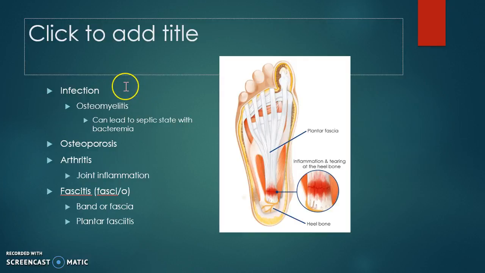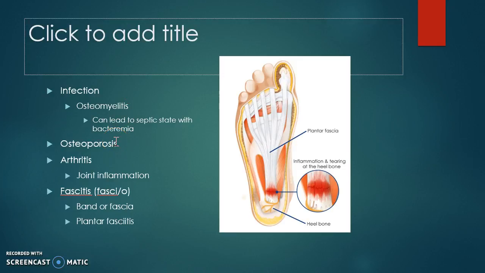So infections in this system: osteomyelitis, right? This is infection of the bone. Osteo and myelo, there's your medullary, your bone marrow. So infection throughout the whole bone. This can lead to a septic state where we have bacteremia, which is bacteria in the blood.